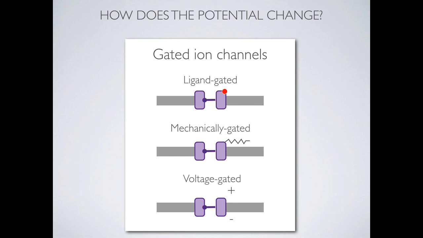So that's what, yeah, question? What was the ligand gated again? Ligand gated, so a ligand is a chemical that binds to the channel. Just think of it as the chemical that matters to trigger it. And when it binds to that chemical, then it opens up.